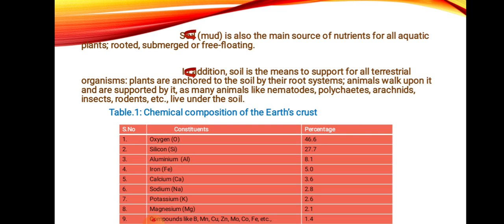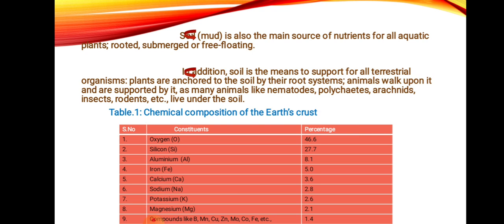Then the soil mud is also one of the important sources of nutrients, containing all the macro and micronutrients in enough amount, which is very important for the growth and development of aquatic plants, rooted plants, submerged or free floating plants. In addition to that, soil is the means of support for all terrestrial organisms. The plants are anchored to the soil by the root system. The animals walk upon it and are supported by it. Many animals like nematodes, polychaetes, arachnids, insects and rodents live under the soil.